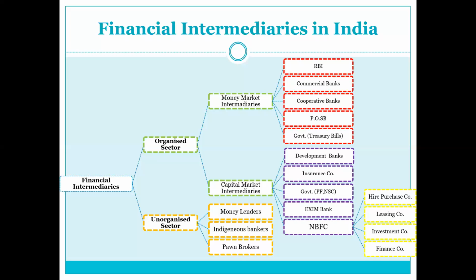So the different financial intermediaries in India are classified into the organized sector and unorganized sector. Major players in the unorganized sector are money lenders, indigenous bankers, and pawnbrokers. The organized sector has money market intermediaries as well as capital market intermediaries. Major players in the money market are RBI, commercial banks, cooperative banks, post office, and government. Major players in the capital market are development banks, insurance companies, again the government, Exim Bank, and non-banking financial companies.